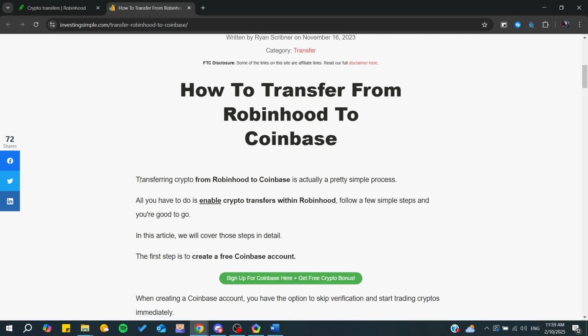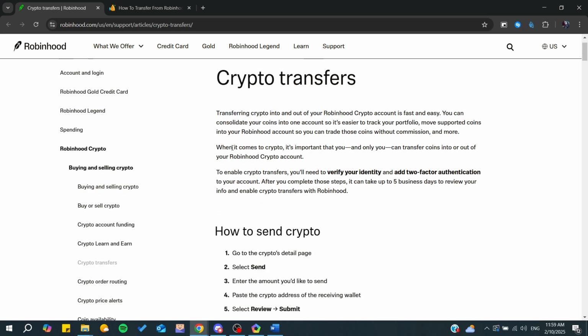Coinbase account. So basically, to transfer crypto from your Robinhood to Coinbase, first make sure to enable crypto transfer within Robinhood. You will need to enable crypto transfer, verify your identity, and add two-factor authentication to your account.